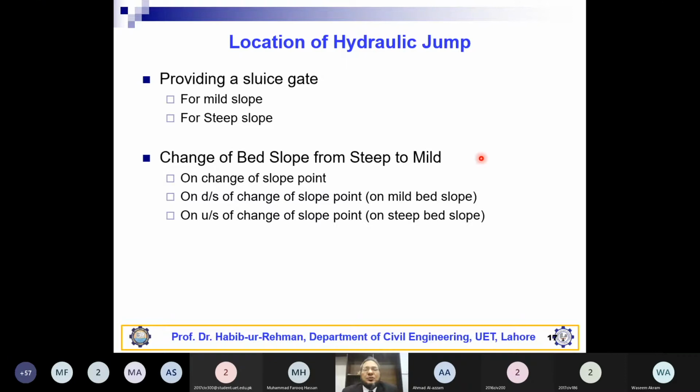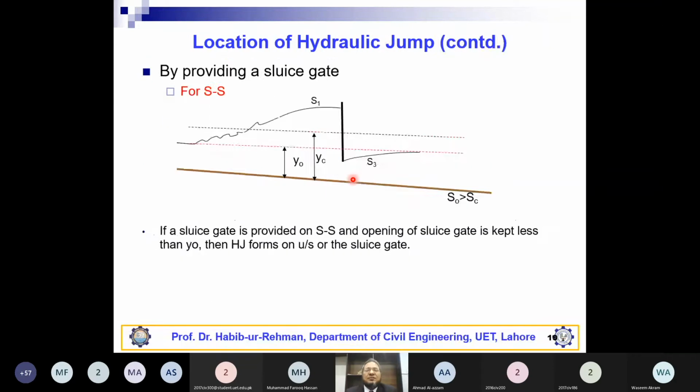So these are the 2 broad ways by which we can create hydraulic jump. Now we want to know the location. This sluice gate we can provide in a channel having the mild slope or in a channel having the steep bed slope. In both cases, we can provide a sluice gate. Now, in case of change of bed slope from steep to mild, we have now 3 possibilities of formation of hydraulic jump. The number 1 is it may form exactly on change of slope location, which is this one.